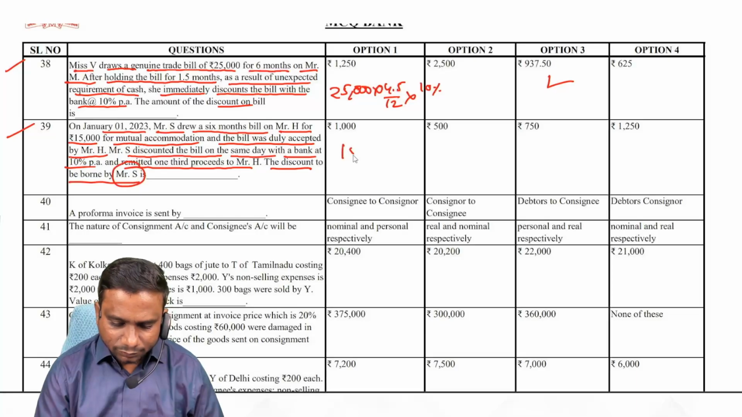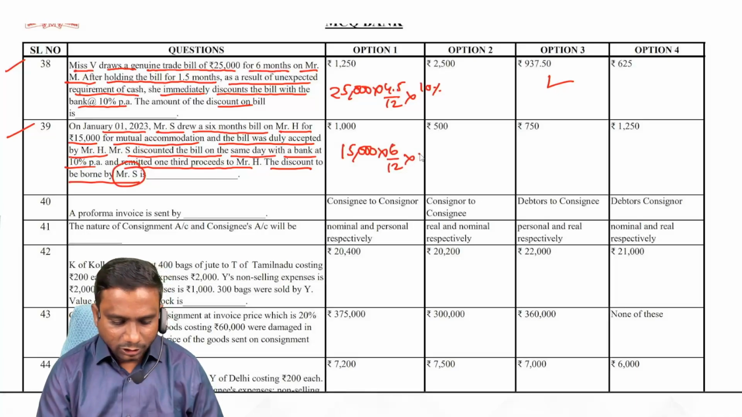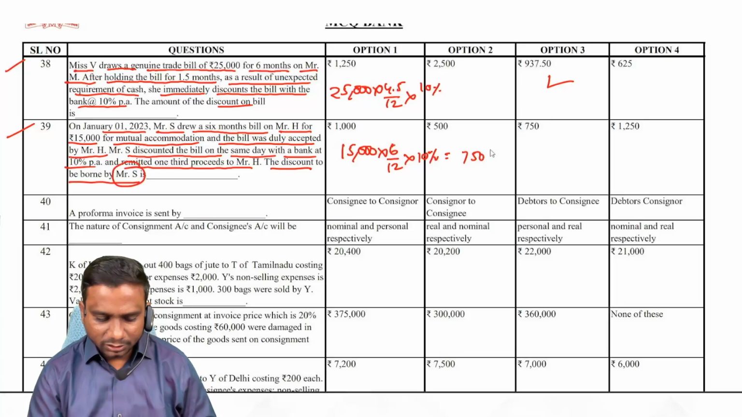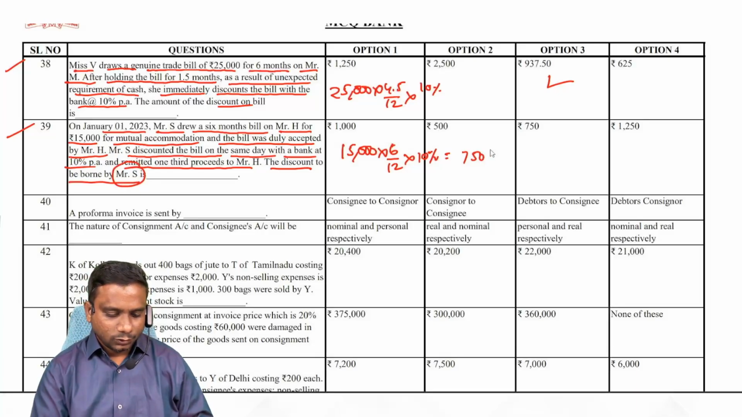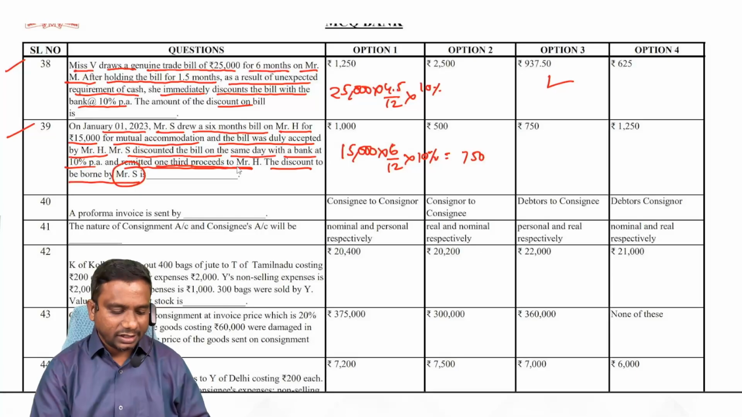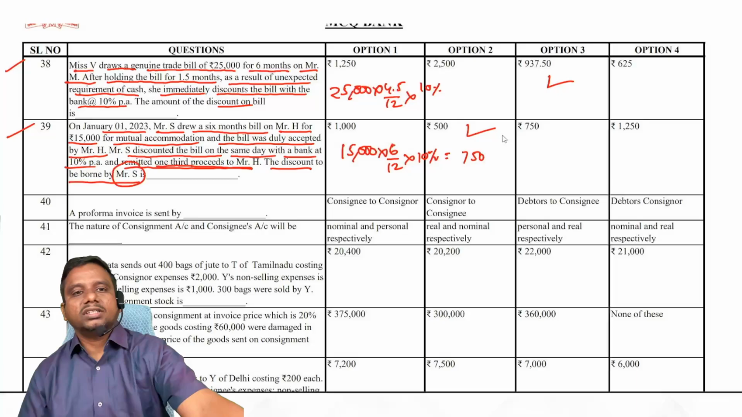So here the amount is 15,000 into time period is 6 months, 6 by 12, rate of interest 10%. So how much do we get? 15,000 into 10% into 6 by 12. We get 750. So out of 750, what does Mr. S say? Remitted one third proceeds to H. That means two third proceeds are taken by A. So S will bear interest 500, because two-third proceeds were taken by A. No? Next one.